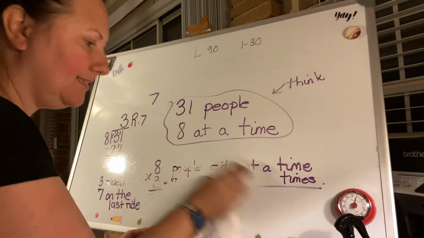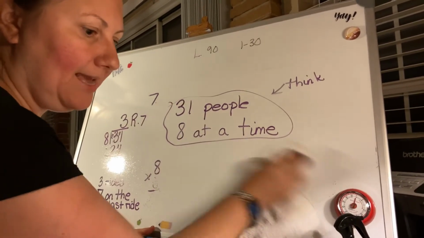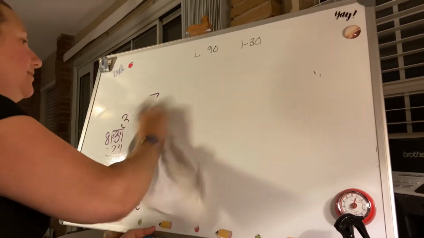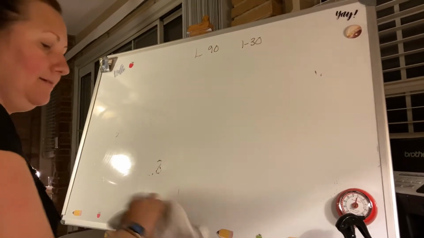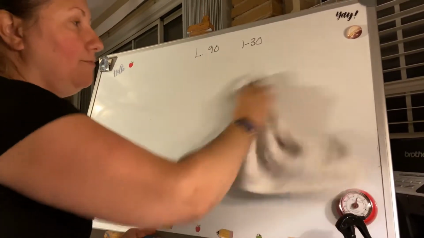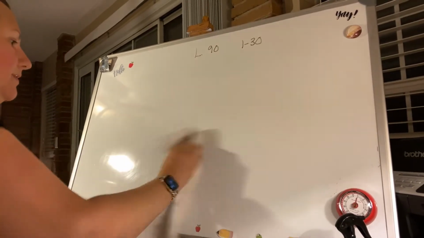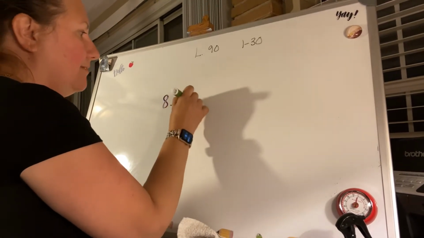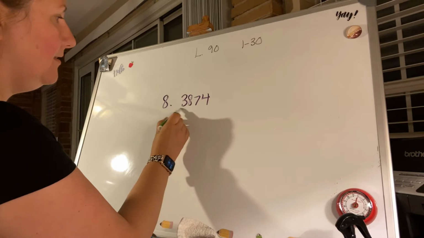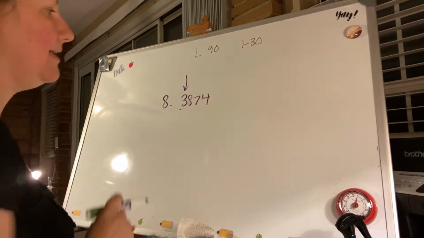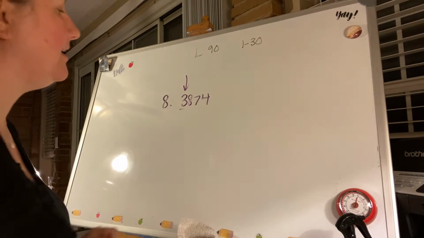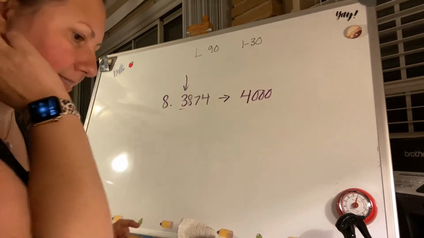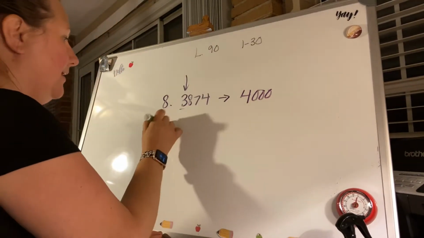Number 8, let's see, it says round 3,874 to the nearest 1,000. Okay, so we need to think about, we're rounding to the thousands place. So we're interested in that 3,874. We're interested in this 3. We're rounding to this place. We're looking to the right of that and finding that this 8 is going to bump this up to 4,000. And that's our answer. Okay, I'm just going to keep going.